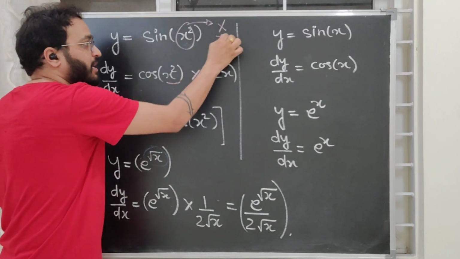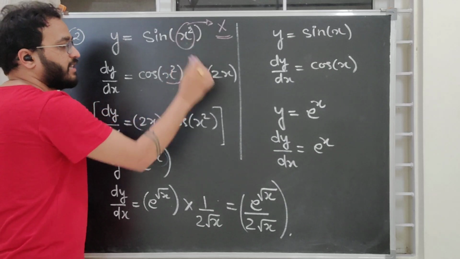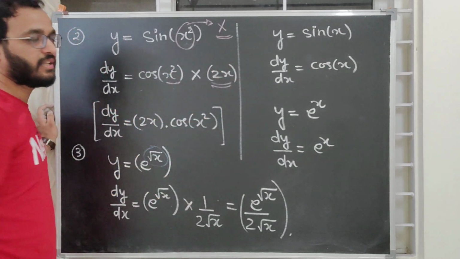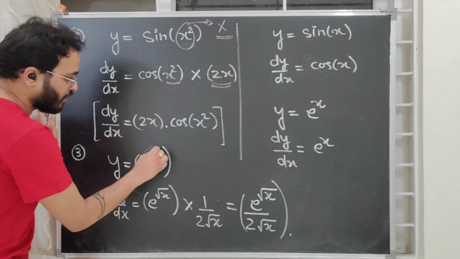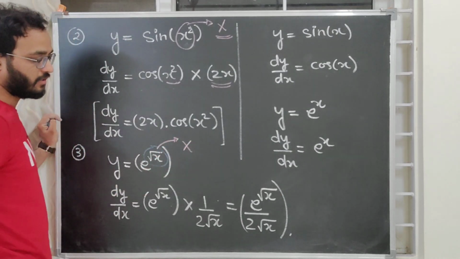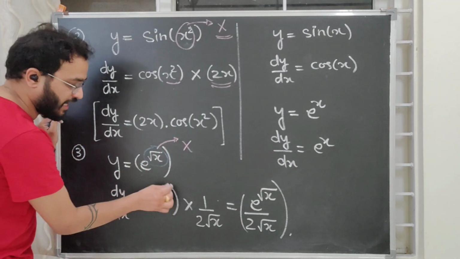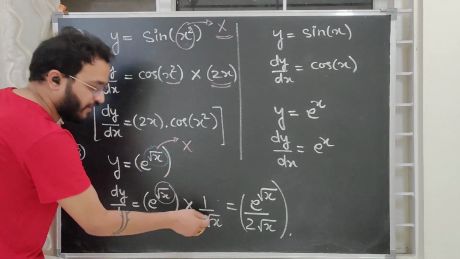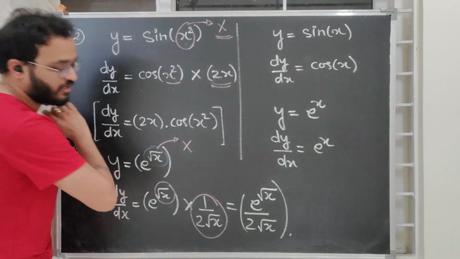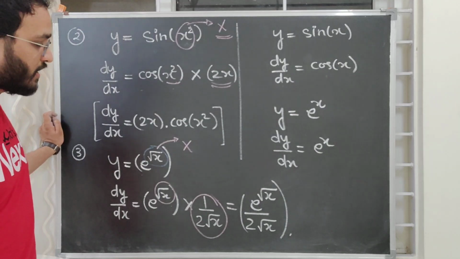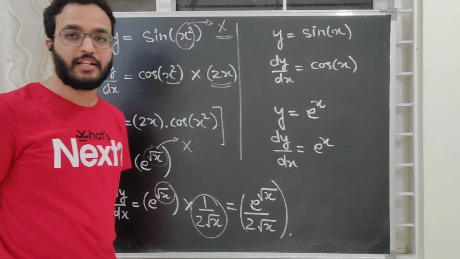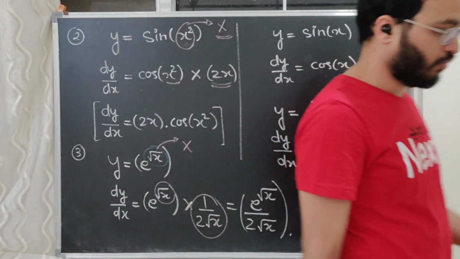Now differentiate capital X also. Capital X is x square. Its differentiation will be 2x. Similarly here, you can assume this to be capital X. So e to the power capital X, its differentiation will be e to the power capital X only. And then you have to differentiate capital X also, its differentiation will be 1 by 2 root x. Are you understanding this? I hope you are.